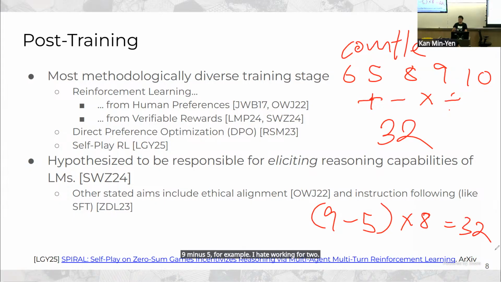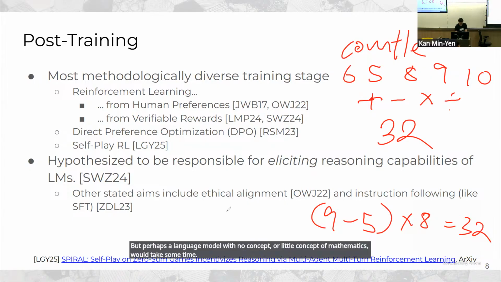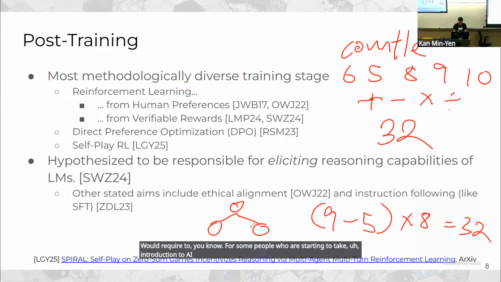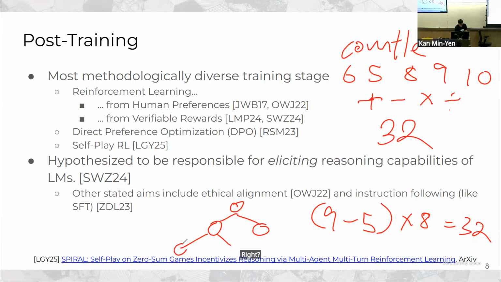But perhaps a language model with little concept of mathematics would require, for some people who are starting to take introduction to AI in the US, right? This would require a tree search, an exhaustive tree search, to come up with the answer. You could do some pruning, but the idea is there, right? You're not running away from backtracking. You're not running away from trial and error.